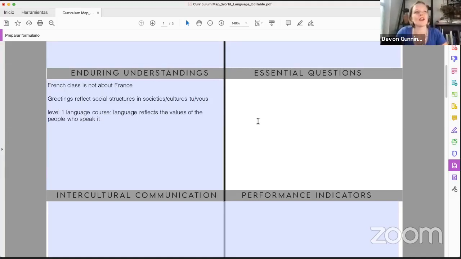Okay, so here's what an essential question would be. If you're teaching something like a school unit, you can do essential questions along the lines of, this is what your students will be able to answer by the end of the class or unit. So it could be something along the lines of, how do I interact with my teacher in a classroom?